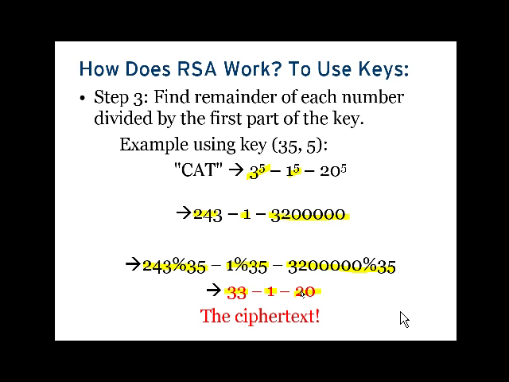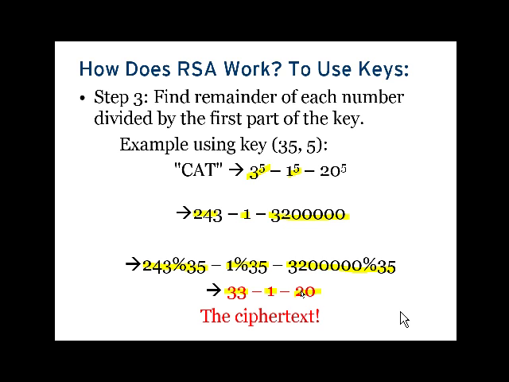When I decrypt 33, 1, 20, we're going to see that we get the C, which was a 3, A, which was a 1, and T, which was a 20. So that way we know that it says CAT.